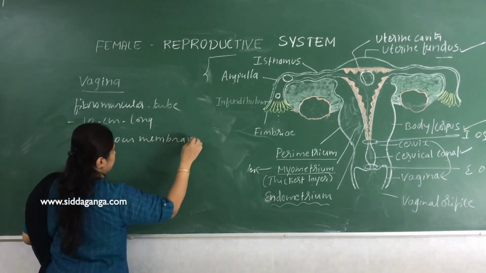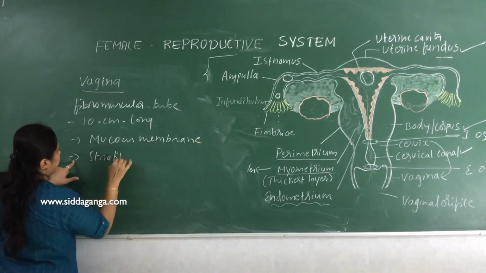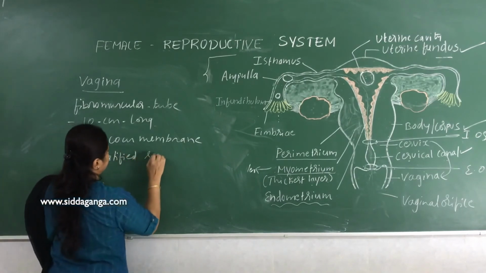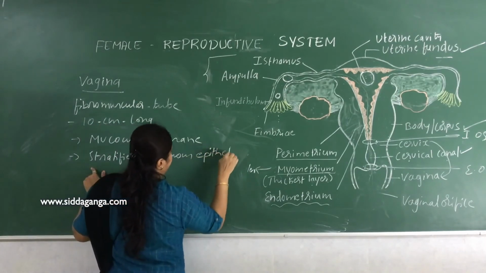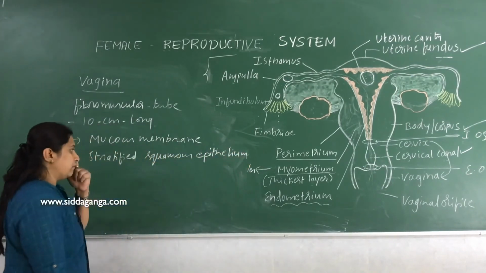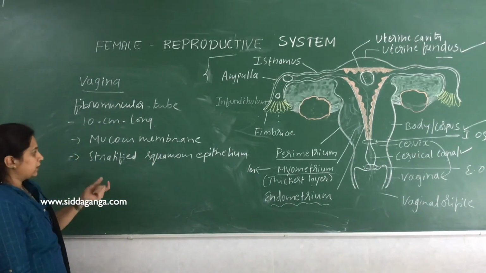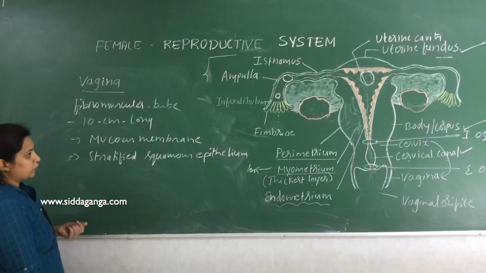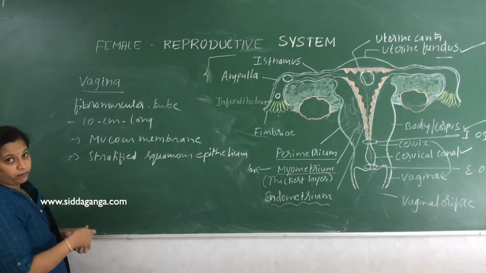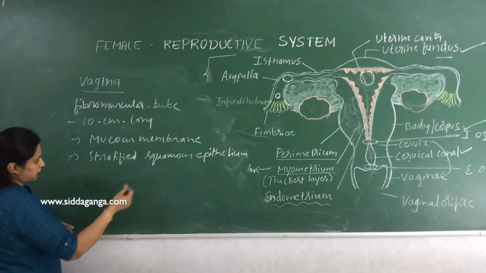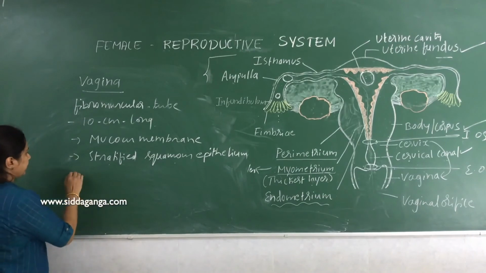It continues with the cervix. It is made up of stratified squamous epithelium. You already studied this in your first PUC when studying epithelial tissues, where stratified squamous epithelium is present at the various entry points of the body. So the inner lining of your vagina has the stratified squamous epithelium.